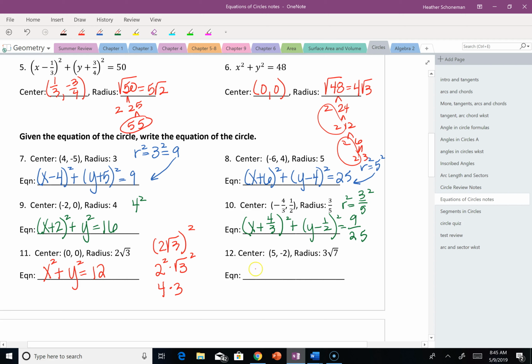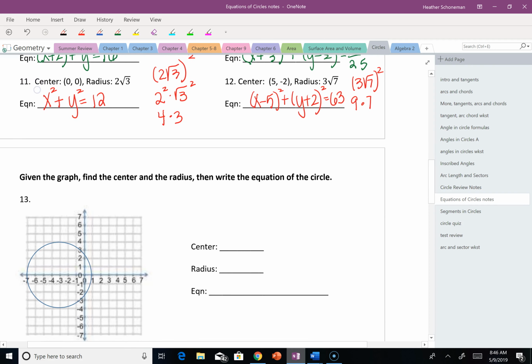Over here, the center is (5, negative 2), so it's going to be (x minus 5) squared, because it's the opposite, plus (y plus 2) squared equals (3 square root 7) squared. Well, 3 squared is 9. The square root of 7 squared is 7, so that's 63.